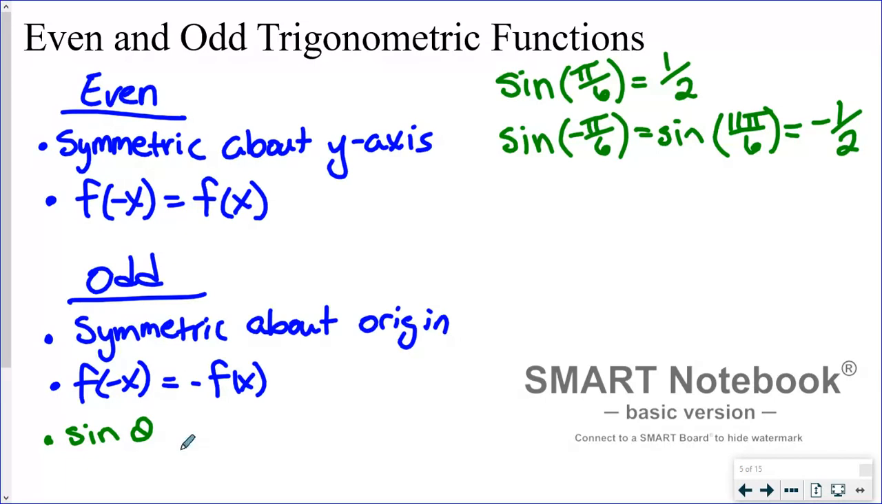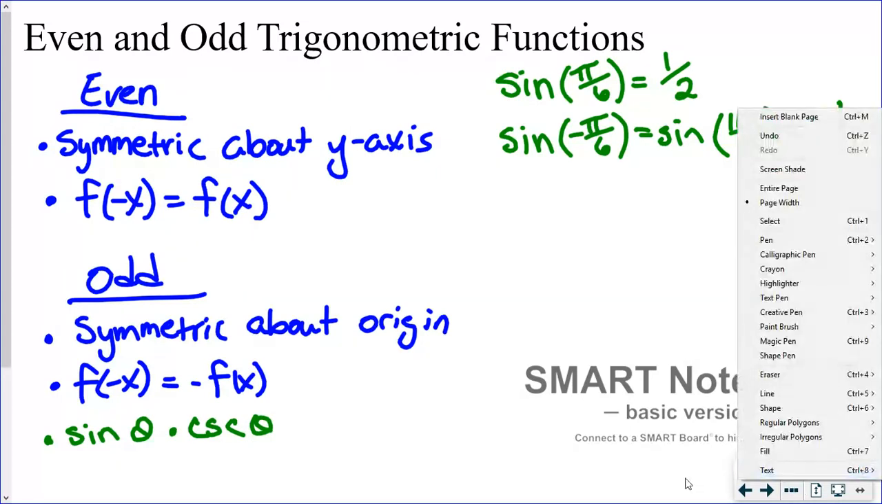All right, and also we talked about reciprocal functions yesterday, right? Cosecant, secant, cotangent. Well, whenever one is odd, its reciprocal is as well. So cosecant will also be odd.